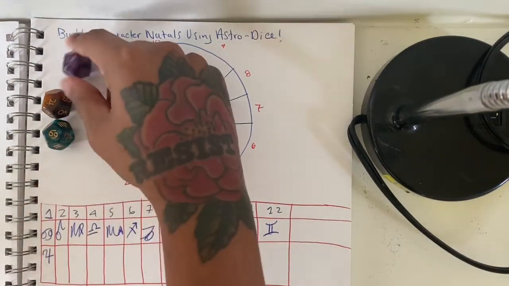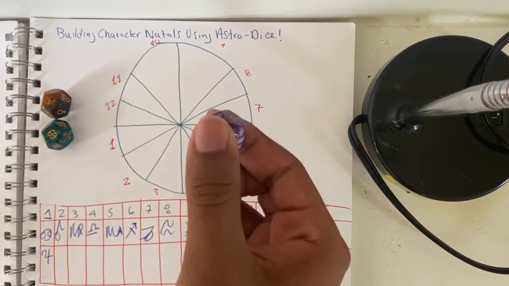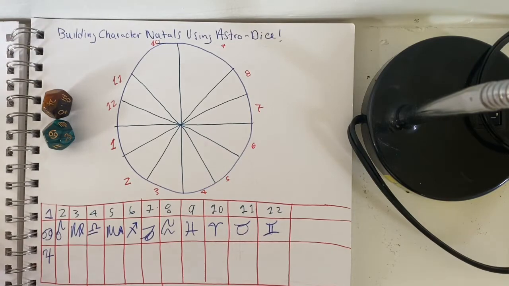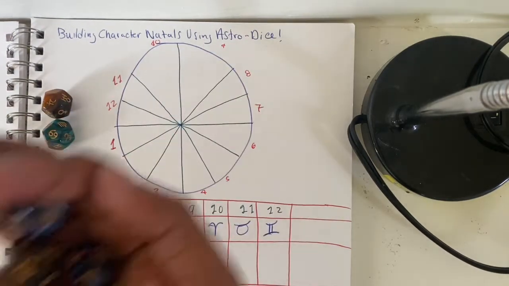So now we can get rid of the houses since we already have our placements here. And because when it comes to chance, you're going to get a lot of the same type of rolls.